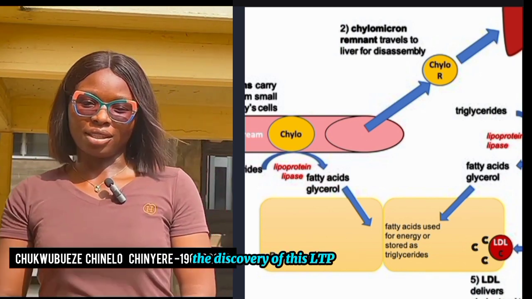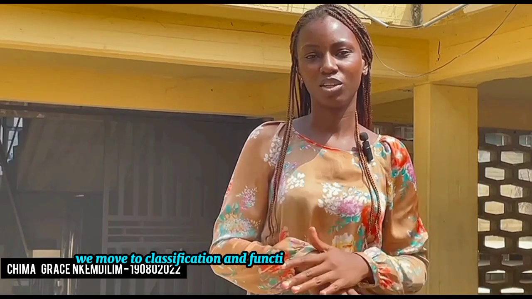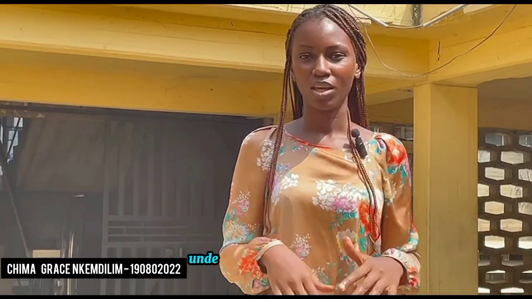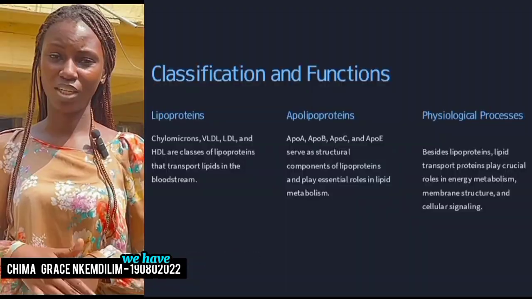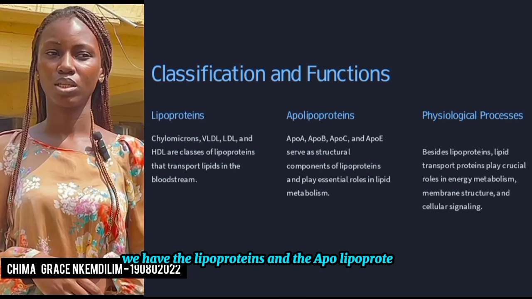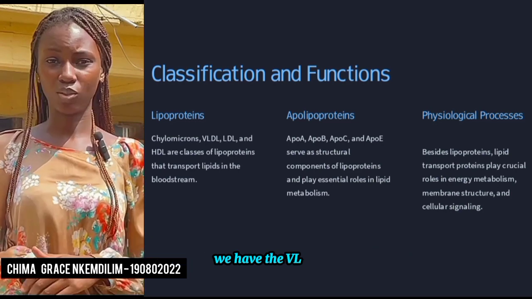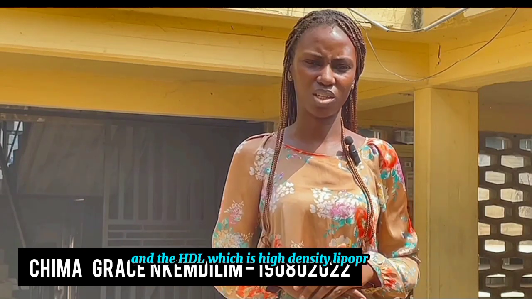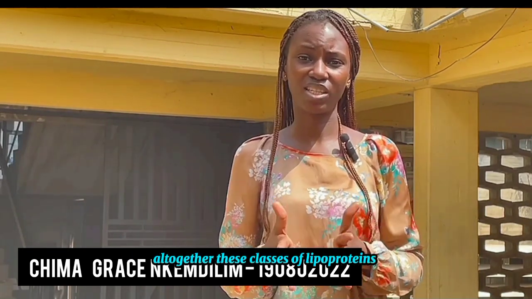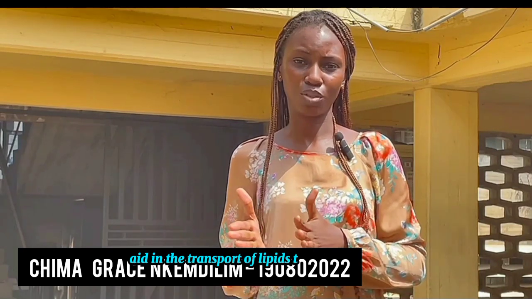of these LTPs. To move to the classification and functions of lipid transport proteins. Under these classifications, we have the lipoproteins and the apolipoproteins. So under the lipoproteins, we have the chylomicrons, we have the VLDL, which is very low density lipoproteins, we have the LDL, which is low density lipoproteins, and the HDL, which is high density lipoproteins. Altogether, these classes of lipoproteins aid in the transport of lipids to the bloodstream.